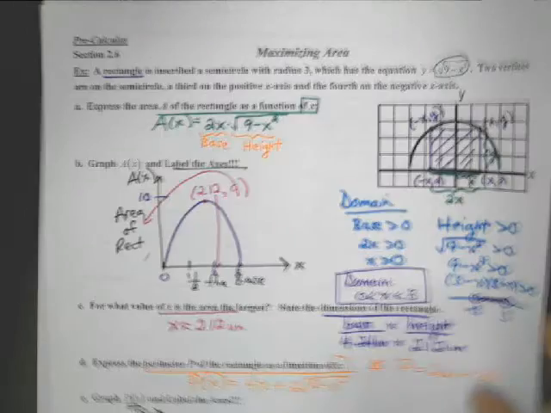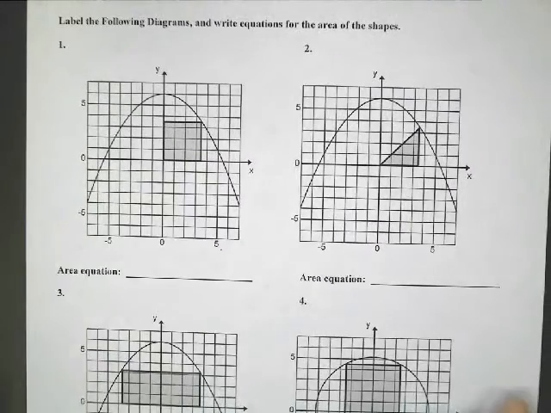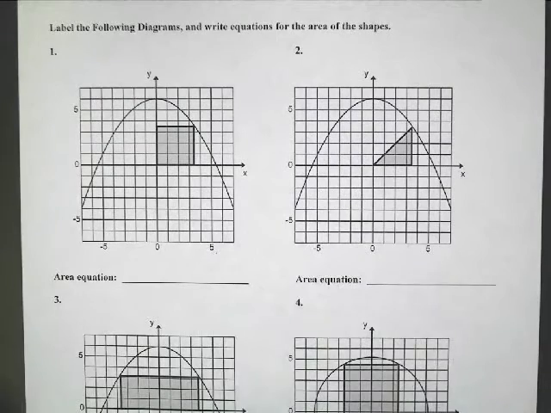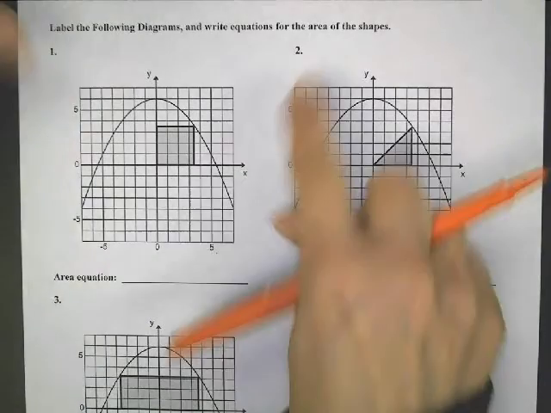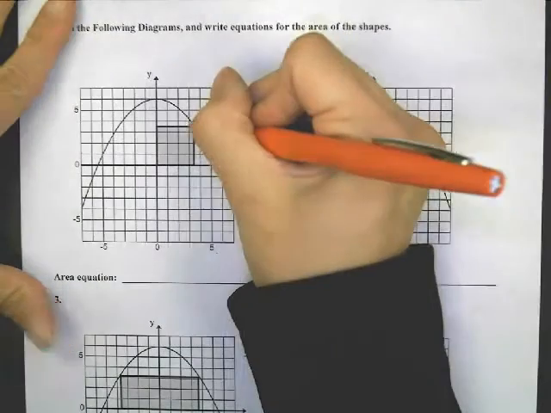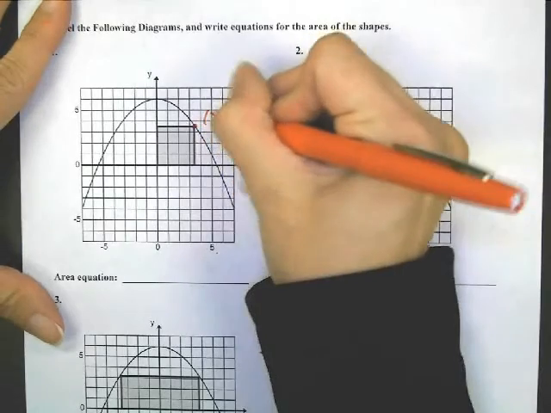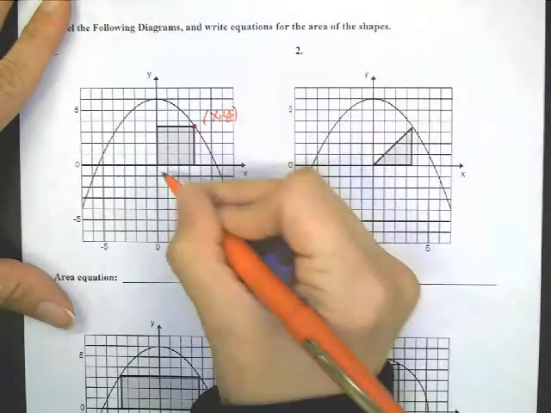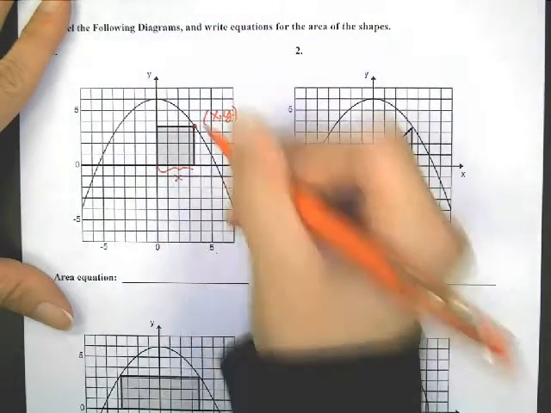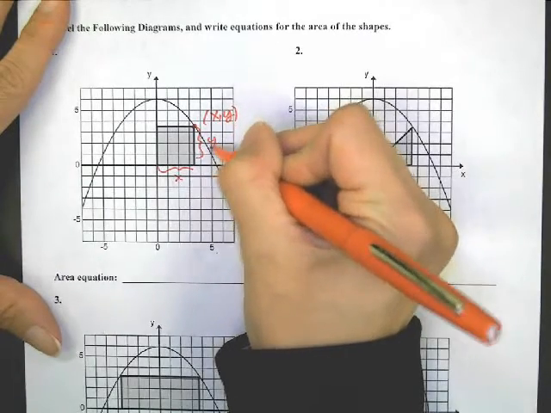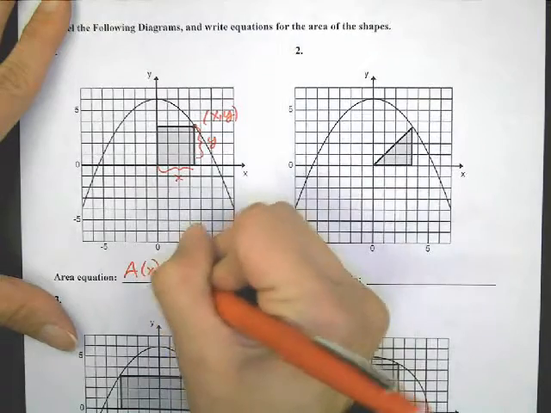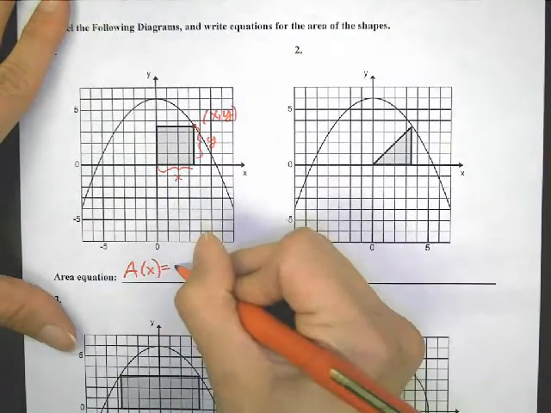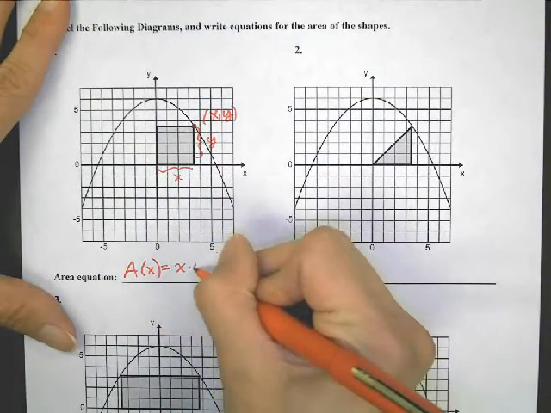Okay, this next page here is just a variety of graphs, equations, and some shapes that might be in there. And so what we want to do is label the diagrams and then write equations for them. So for example, this is a point on the curve. I'm going to call that point x comma y. So the base is x and the height is y. So the area of this rectangle here, A of x, would be base times height, x times y.